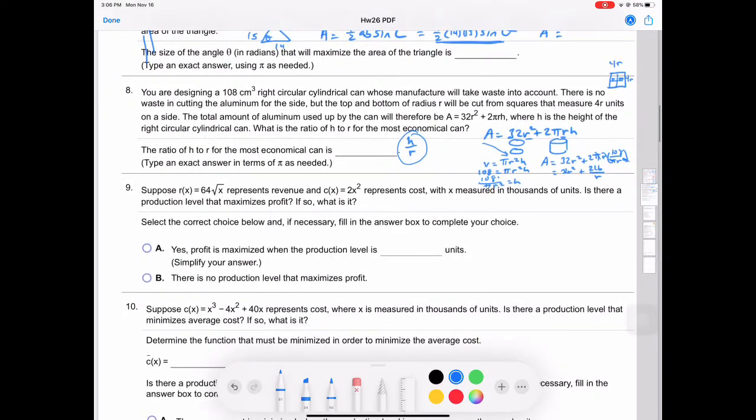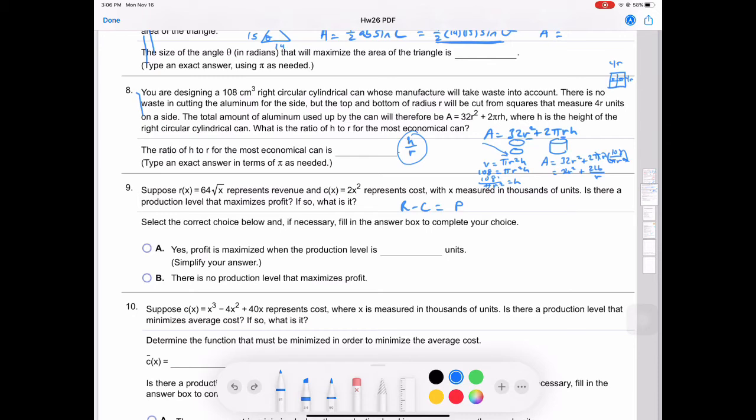Okay, suppose the next problem is R equals 64 square root of x represents the revenue, and C equals 2x squared represents the cost, with x measured in thousands of units. There is a production level that maximizes the profit. So what is it? When it comes to profit, it's our revenue minus the cost, and that's our profit. Revenue is how much we're making from the product. C is the cost, how much it costs for each unit, and we subtract them, and that's our profit. So we want to maximize this.